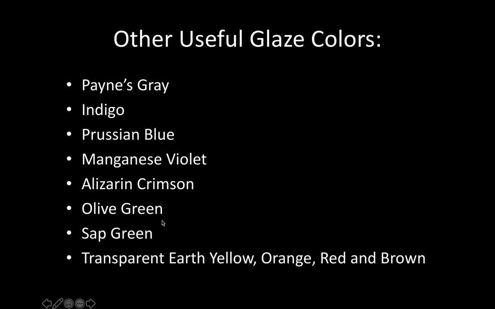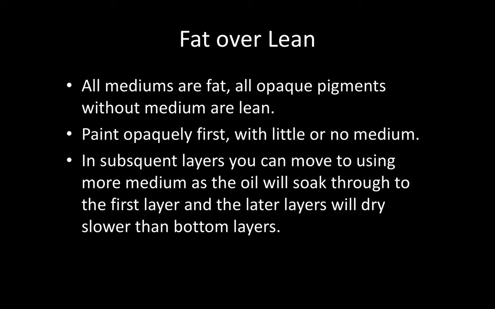A lot of times I don't put those both out, but there was that green fabric in here, so I did use it. Transparent earth yellows, oranges, reds, and browns are all nice as well. Fat over lean. All mediums are fat. All opaque pigments without medium are lean. So basically, we think of our earth pigments as usually leaner pigments. They dry more quickly.